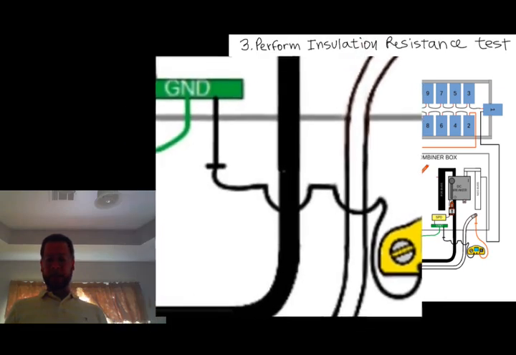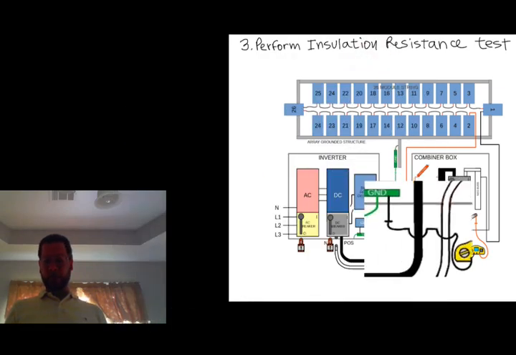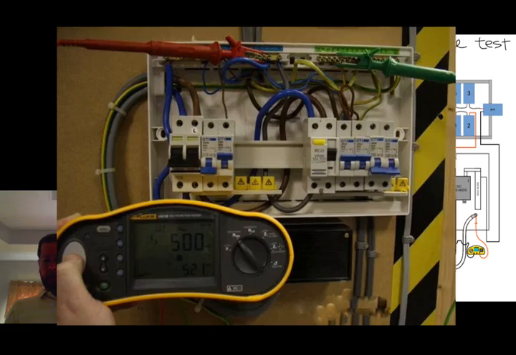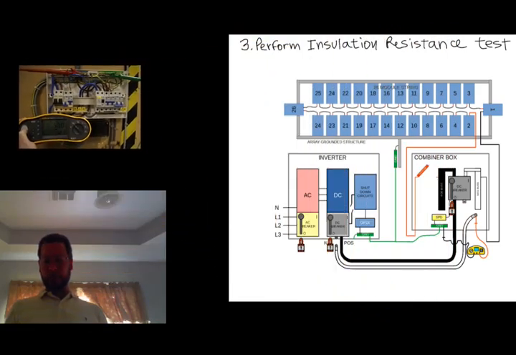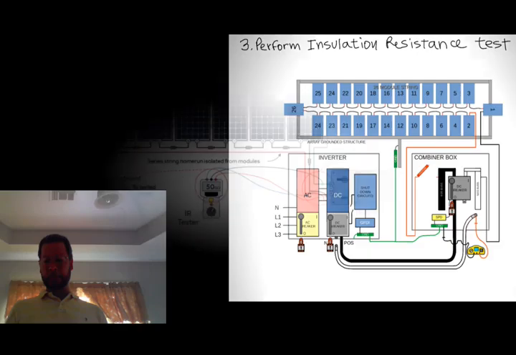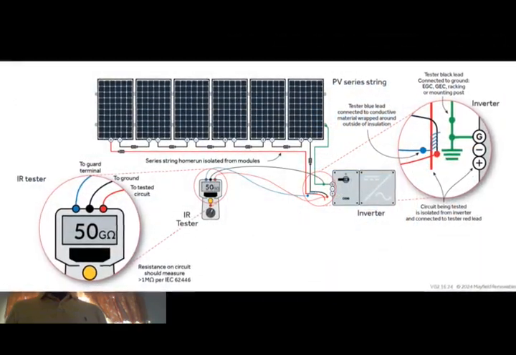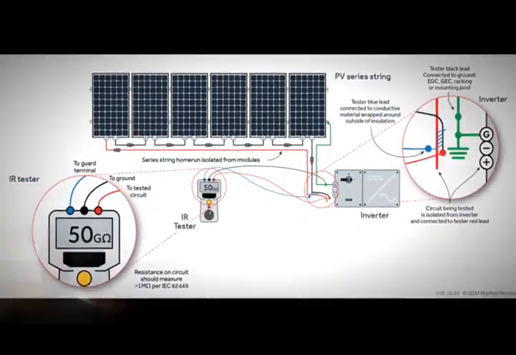Connect the black test lead to ground. Run the insulation resistance test and record the results. Repeat the test on other conductors in the circuit. Identify any outliers with low resistance that may indicate a ground fault.